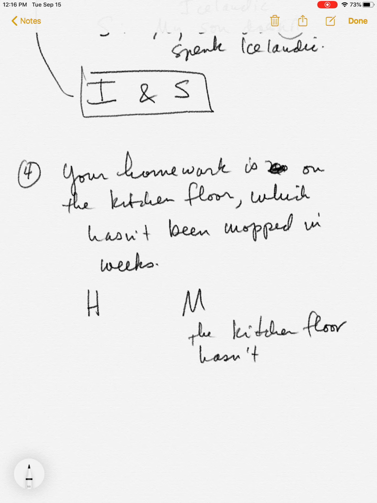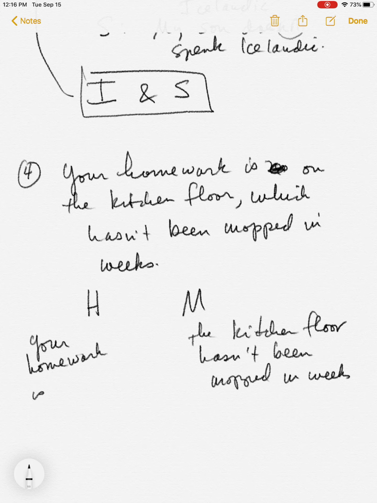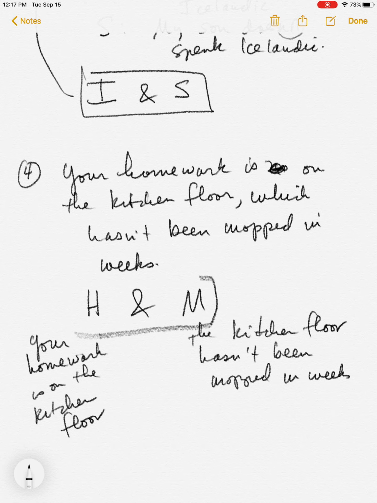See, we had to do a little bit of paraphrasing here. And the H stands for "your homework is on the kitchen floor." Then the whole sentence becomes that: "Your homework's on the kitchen floor, and the kitchen floor has not been mopped in weeks." So again, this does not contain the word "and," but it's a nice illustration of how sometimes these relative clauses indicate that the sentence is indeed properly analyzed as a truth functional conjunction.